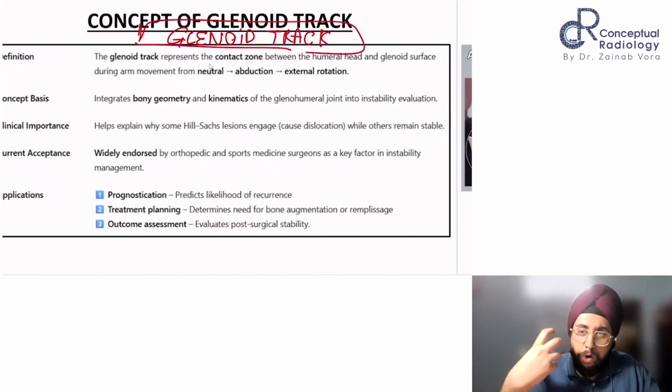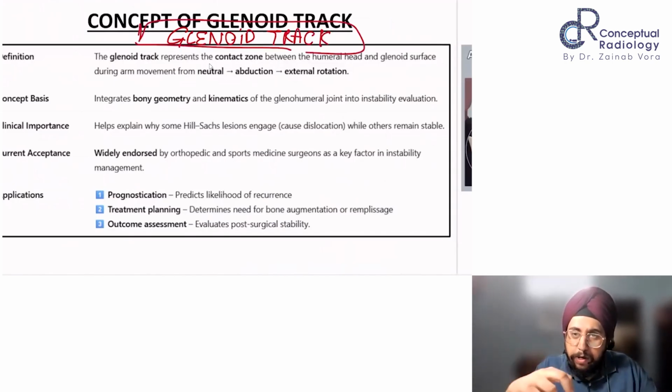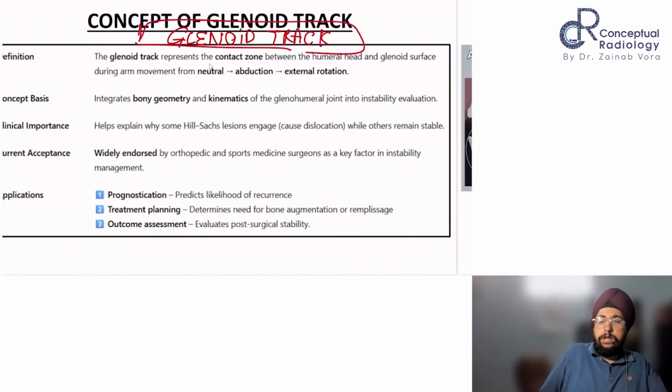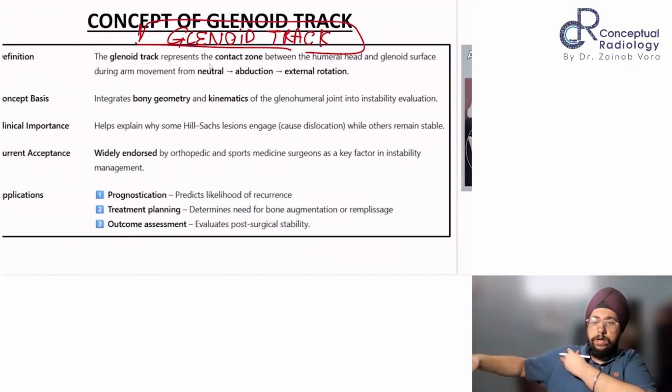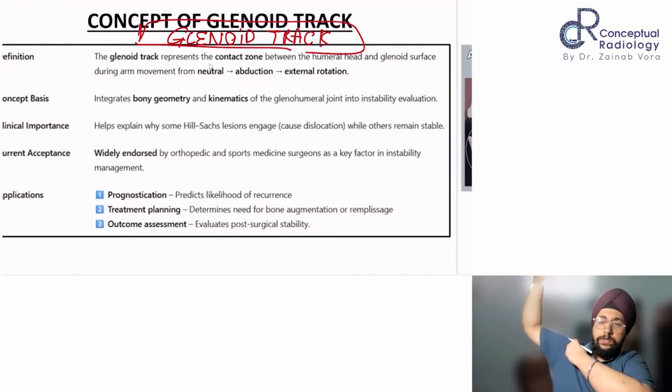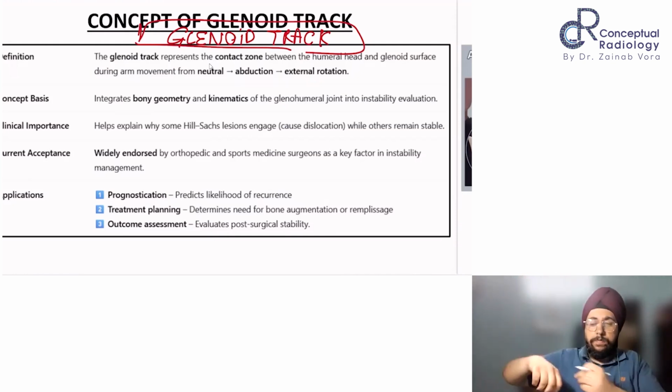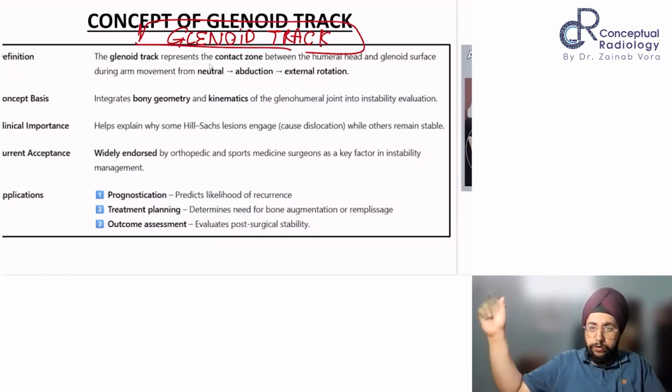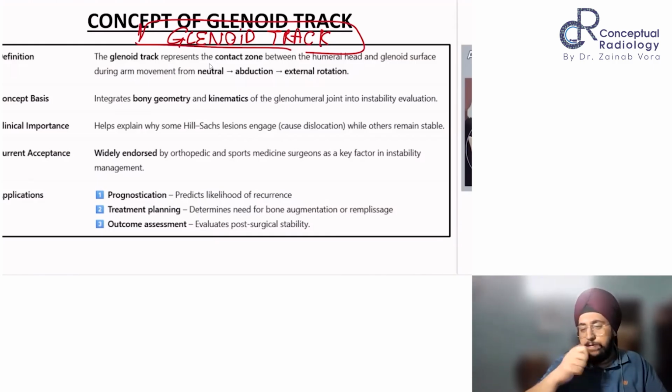Or in other words, it's a contact zone between the humeral head and glenoid surface. There's some contact, and then the humeral head, this is the mid ABER position. The humeral head is now rotating, and this is your extreme ABER position. The tract or the contact zone between all these positions, which we have undergone between the humeral head and glenoid surface over the glenoid fossa, we call the glenoid tract.